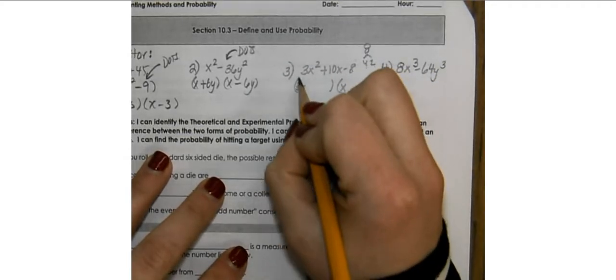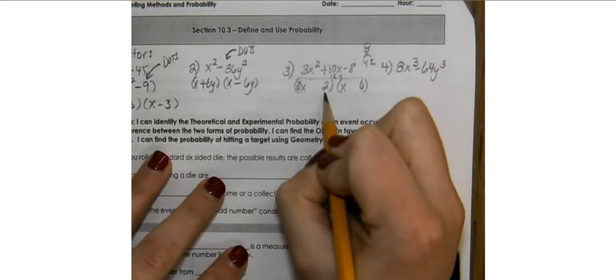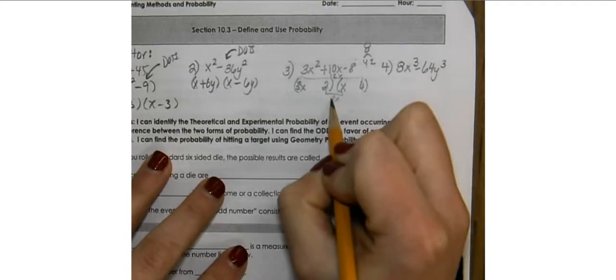I think I want to multiply 3 times 4 and 2 times 1, because 3 times 4 is a 12x, and 2 times x is a 2x. And if the 2 was negative, that would give me a 10x. So I'm going to make the 2 negative and the 4 positive. And that is my answer. So we have 3x minus 2 times x plus 4.